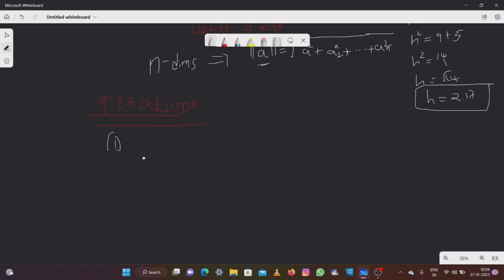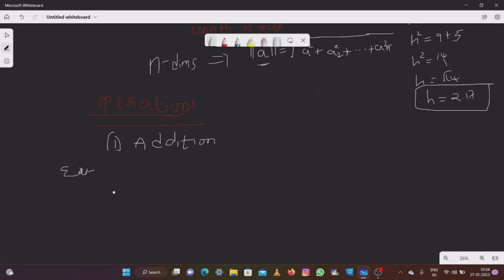The first operation we consider is the addition operation. Let's add two vectors. Addition means adding two vectors or more than two vectors. So the first operation is addition, and we are performing the addition operation on vectors. Let's just consider an example.